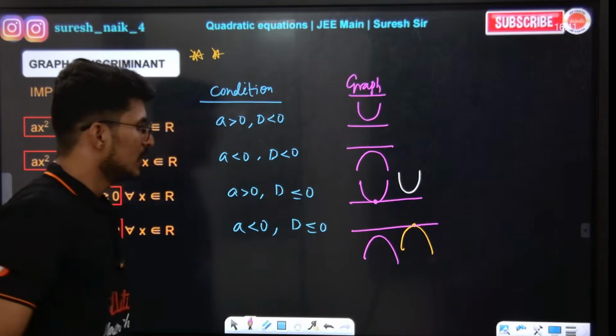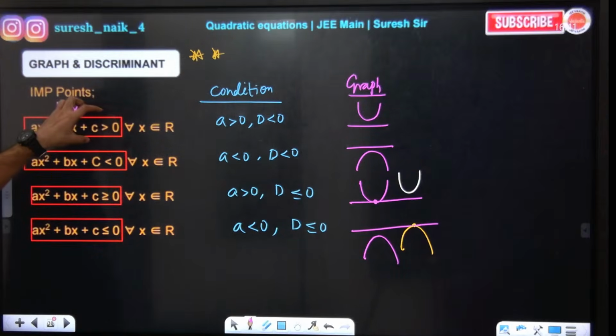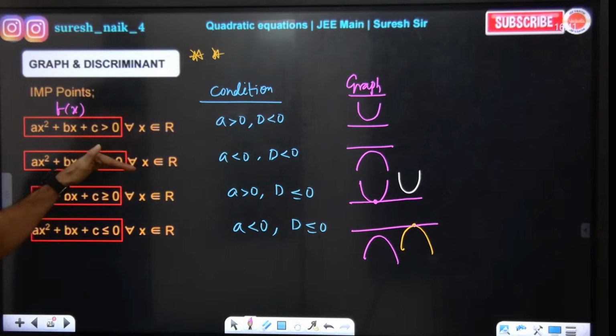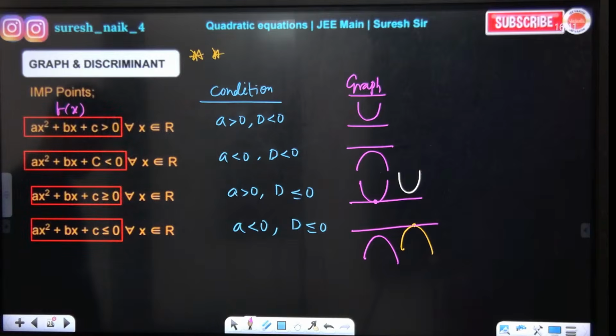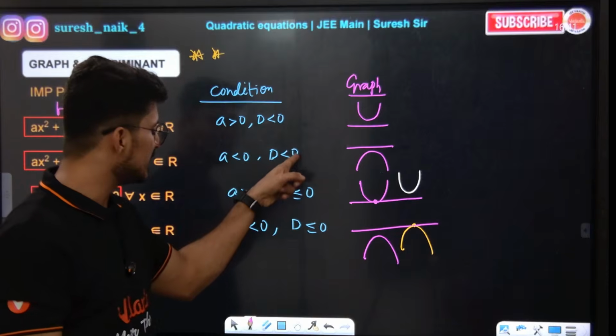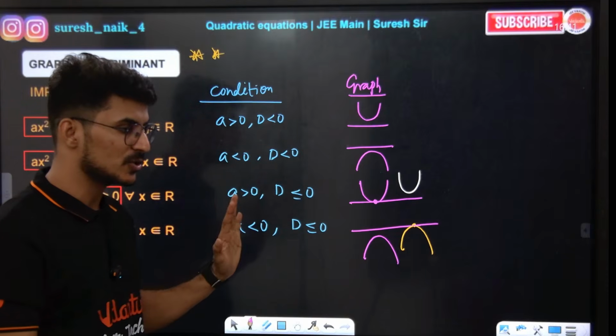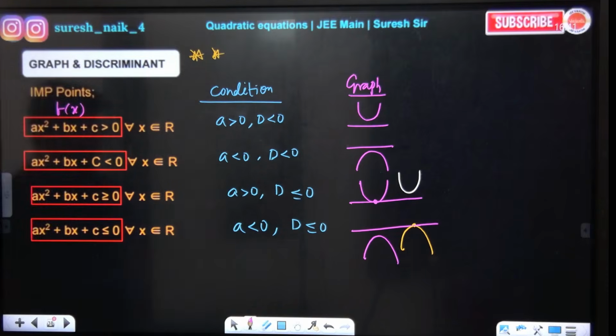Check. So f of x positive, f of x negative, f of x greater than or equal to 0, f of x lesser than or equal to 0. Okay, wow. So f of x positive means this is the condition. Less than means this is the condition. Greater than or equal to 0 means this is the condition. Lesser than or equal to 0 means this is the condition. I want every one of you to respond in the chat box. Tell me. Clear? In all the cases, D less than 0, D less than 0, D lesser than or equal to 0, D lesser than or equal to 0. Right? Yes, sir. Super important.